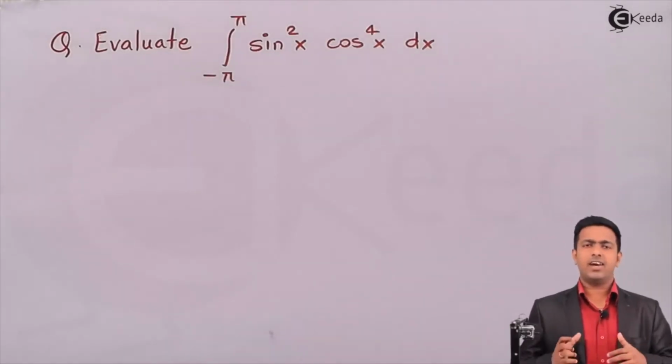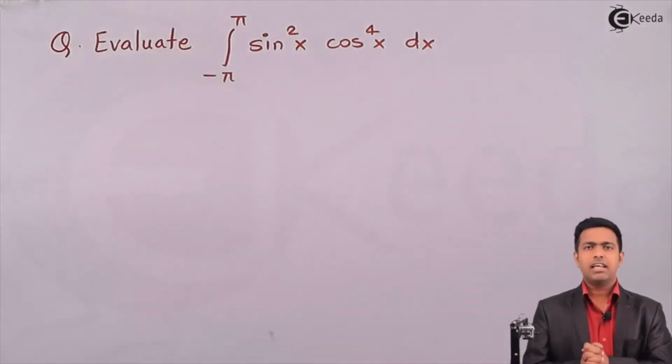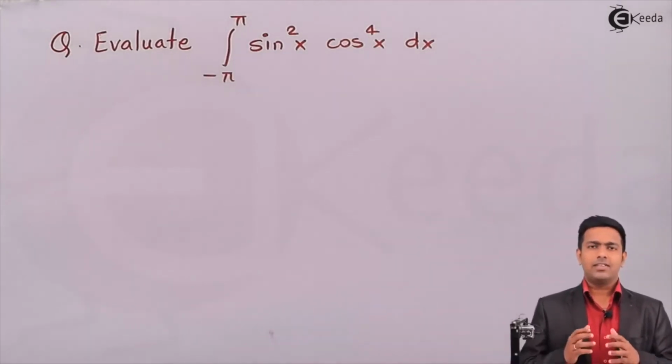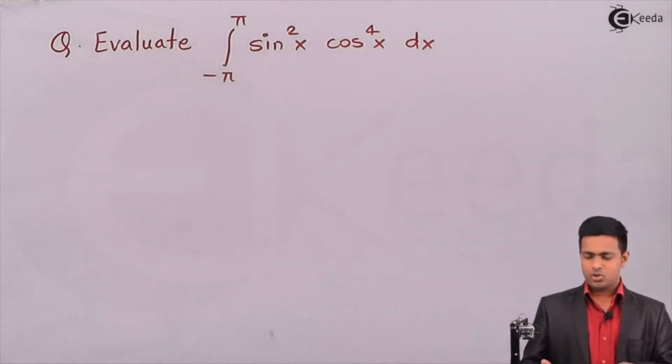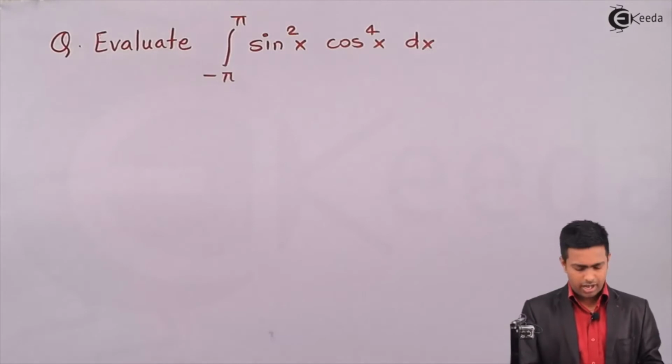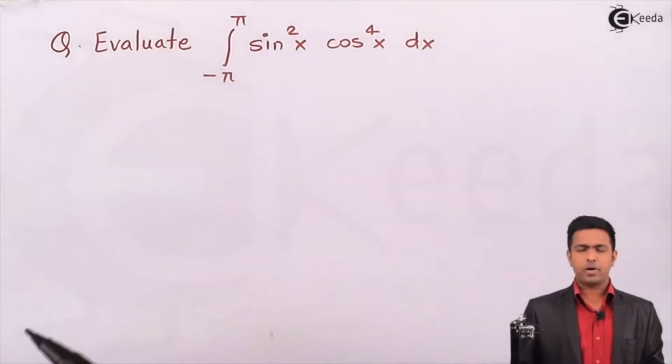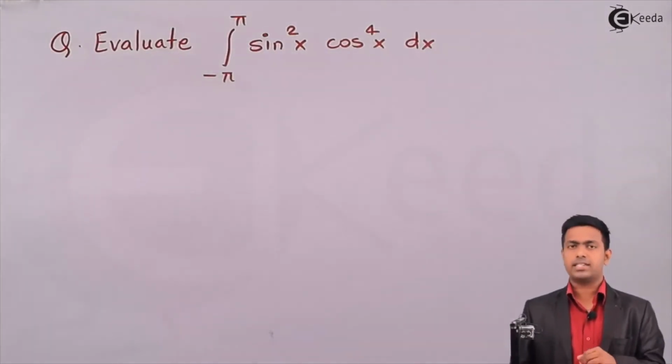Here we are going to see a numerical on beta function. We are going to solve it by the definition and the properties of beta and gamma. So let's start with it. Here I have the integration from minus pi to pi of sine square x cos raised to 4x dx.